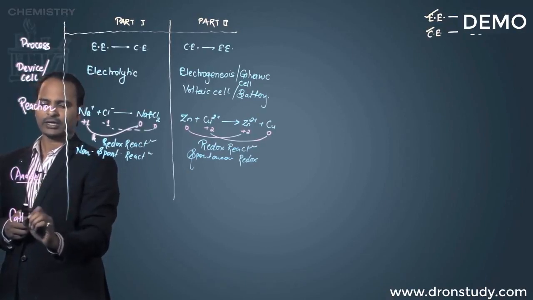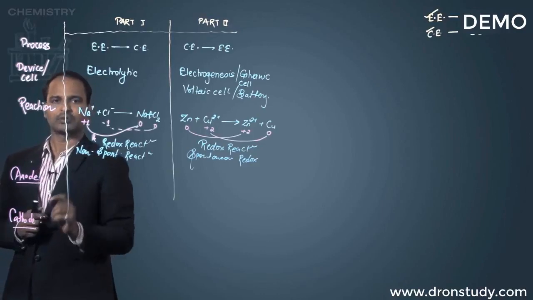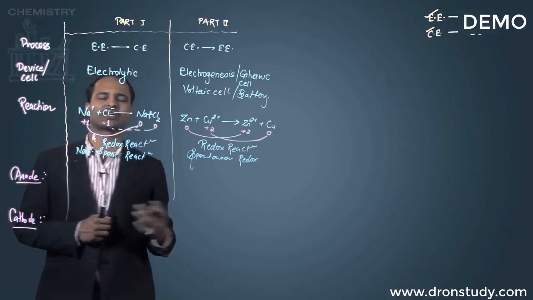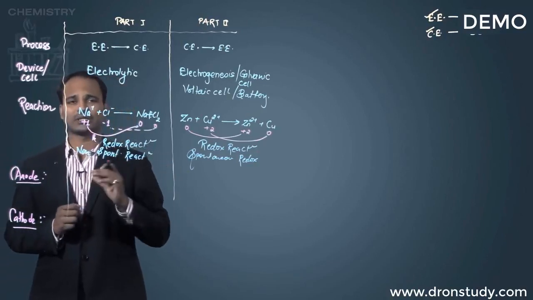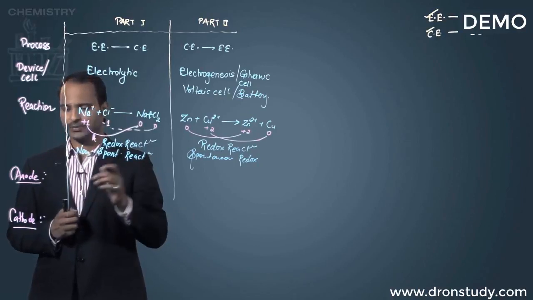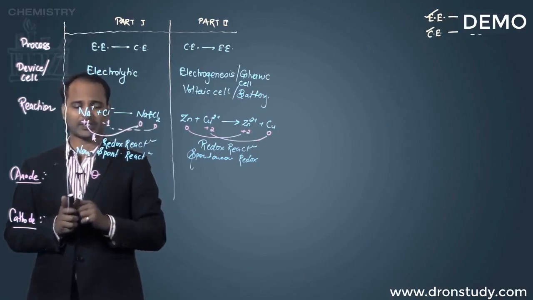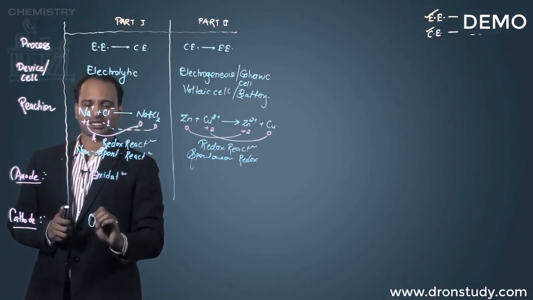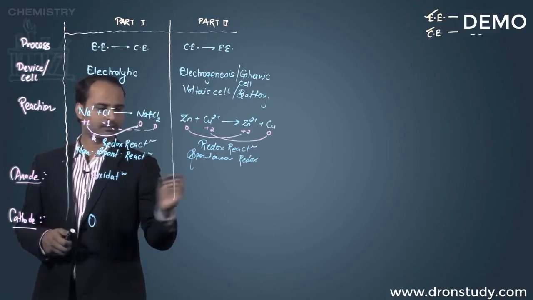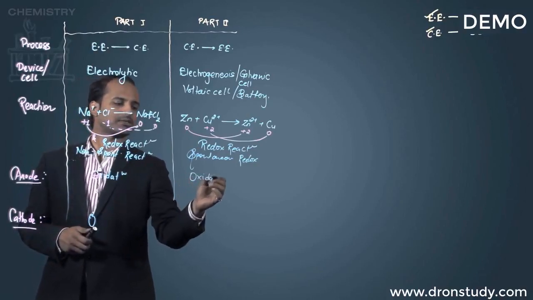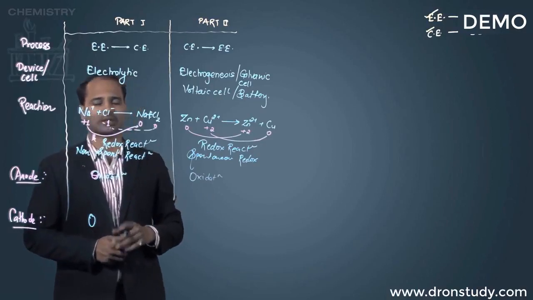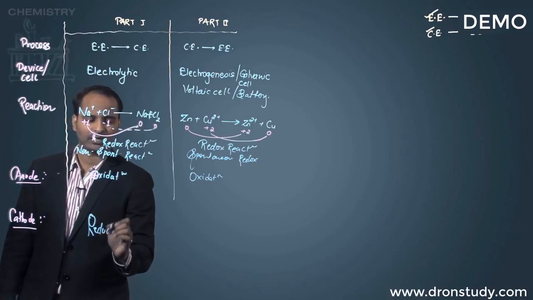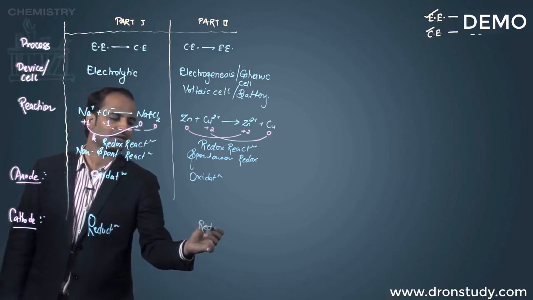Then let's talk about the anode and cathode. What is anode? I will simply say that the anode is the electrode where oxidation takes place. In an electrolytic cell, electricity is converted into chemical energy. The definition is the same in the second part also, that is, the anode is the electrode where oxidation takes place, while the cathode is the one where reduction takes place, and here also the definition is the same.